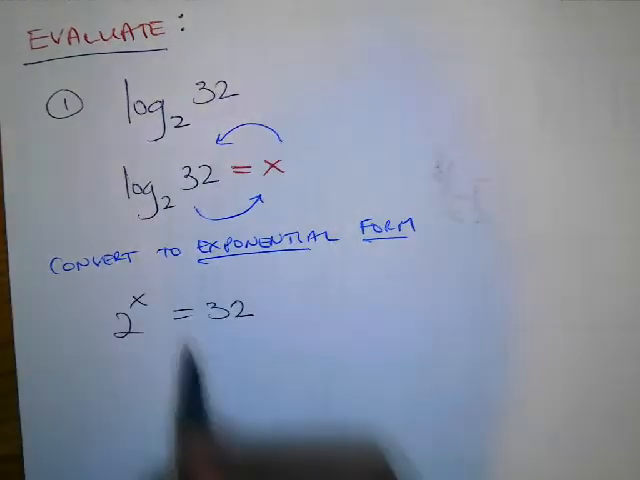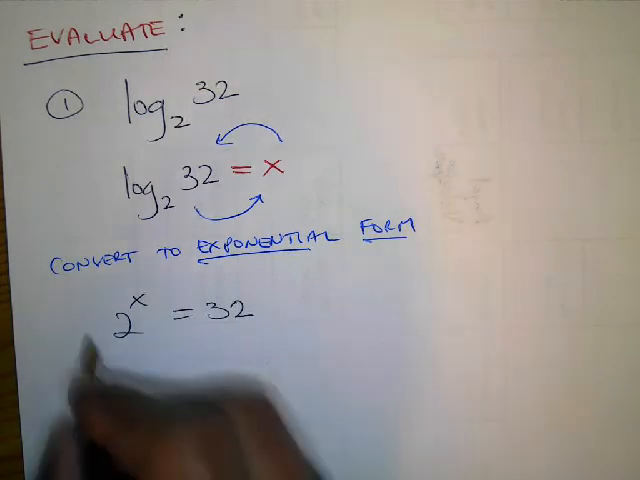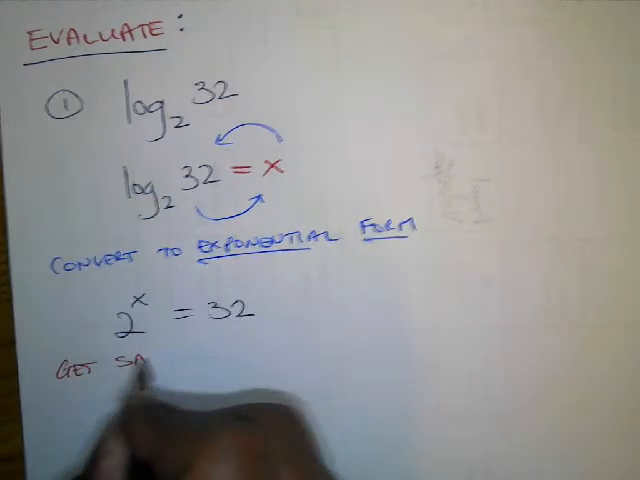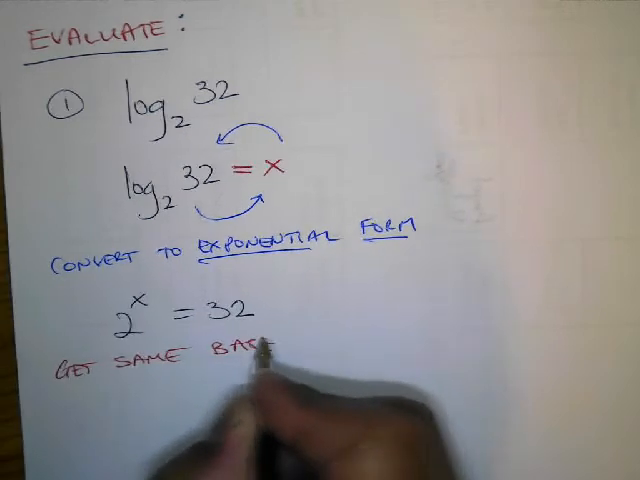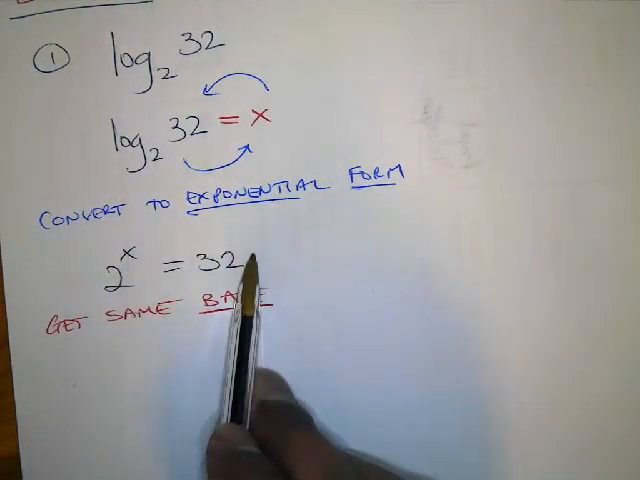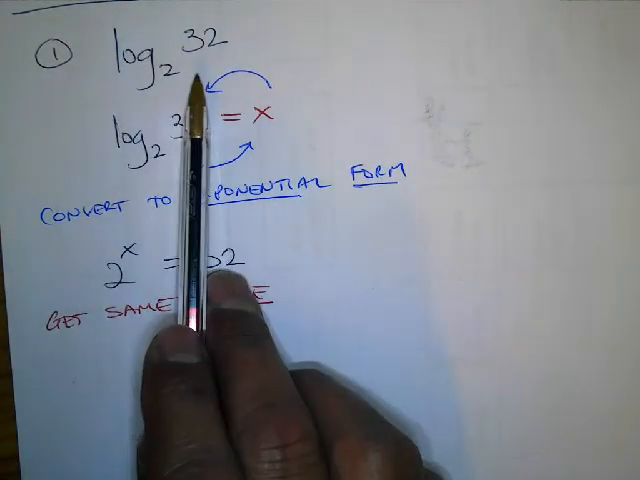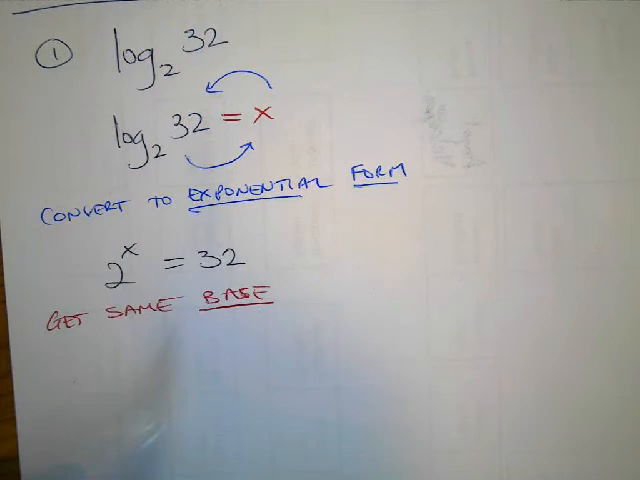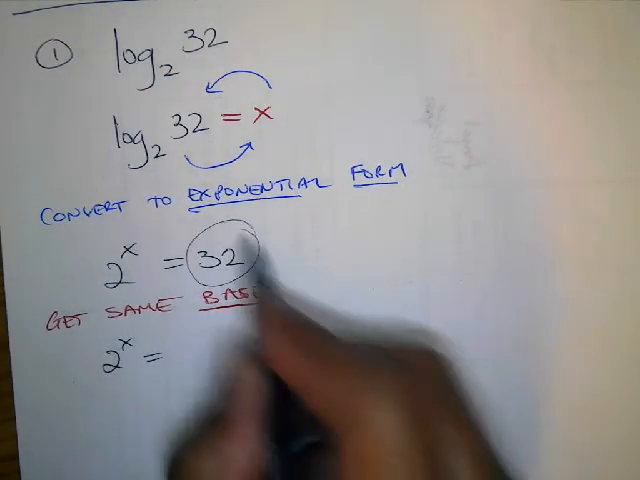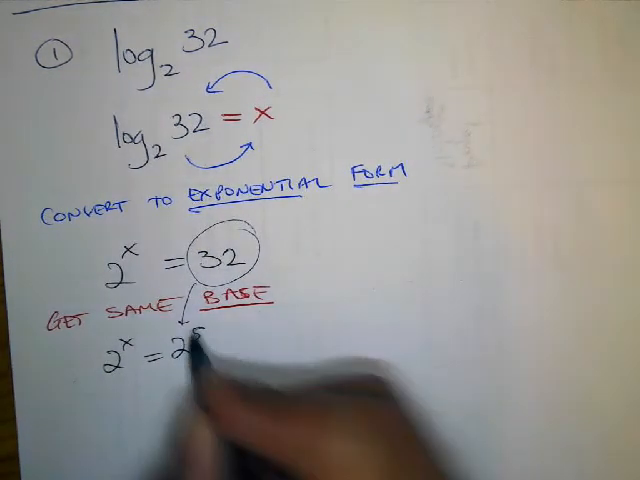Right? And now that we have it in exponential form, what do we try to do here? Well, we try to get the same what? The same base. Remember, this is where you're just working with bases and exponents. So this is the reason we don't work in logarithm form. We change it to exponential form, and then we work with bases and exponents. And then this is going to be 2 to the power of x is equal to, and can 32 be written with a power of 2? The answer is yes. It's 2 to the 5.